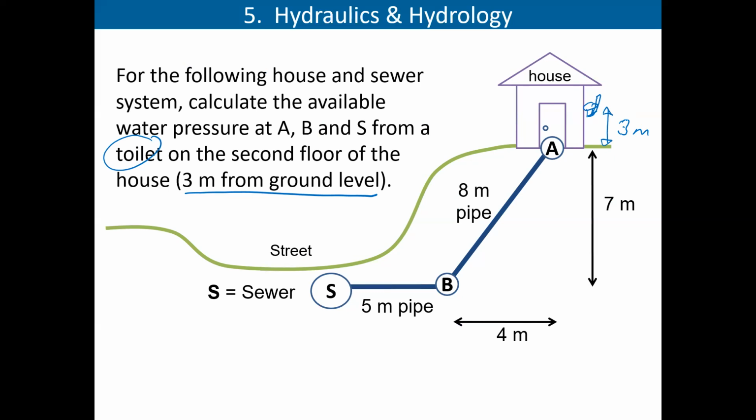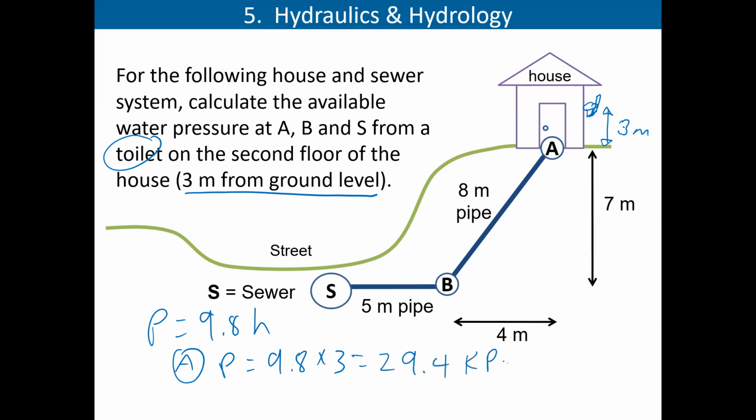Okay, so it just asks us to calculate the available water pressure at A, B, and S, right? So it's just a height calculation. So pressure, remember, equals 9.8 H. At A, it's 3 meters. So pressure is 9.8 times 3, whatever that is, 29.4 kilopascals. Okay, and B and S are the same elevation. So we've got 9.8 times 10, because we have 3 plus 7, right?